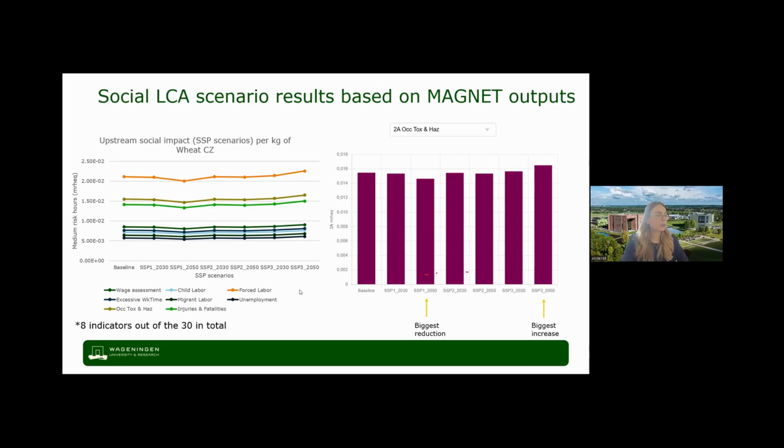So then you can see per topic what is going up and down, by how much, by which year, based on the assumptions of the scenarios in the output of MAGNET.